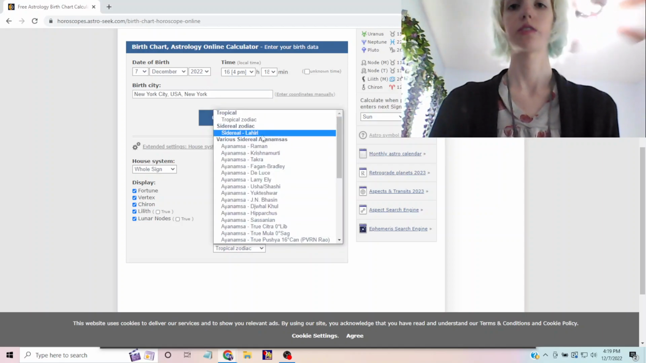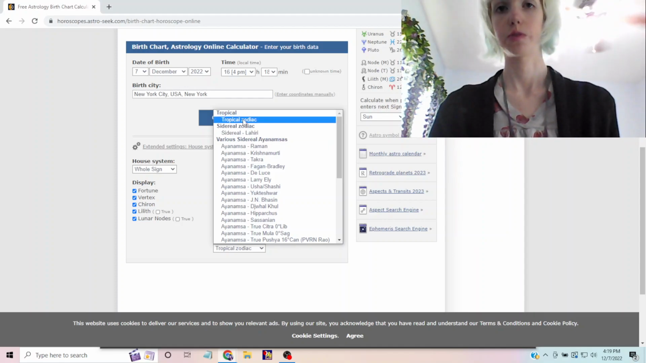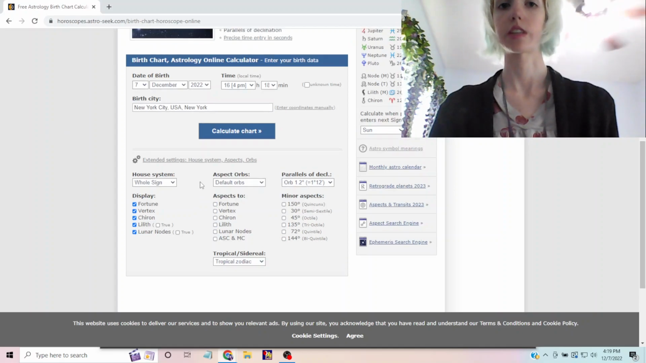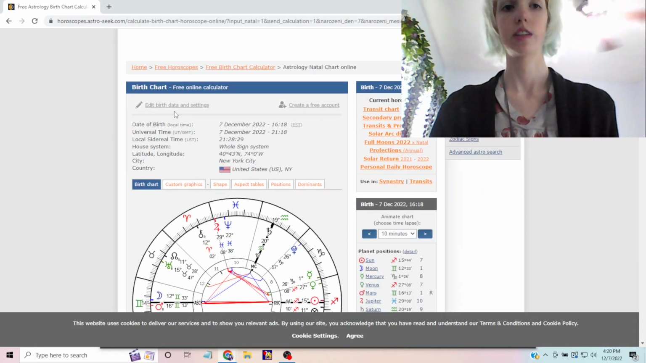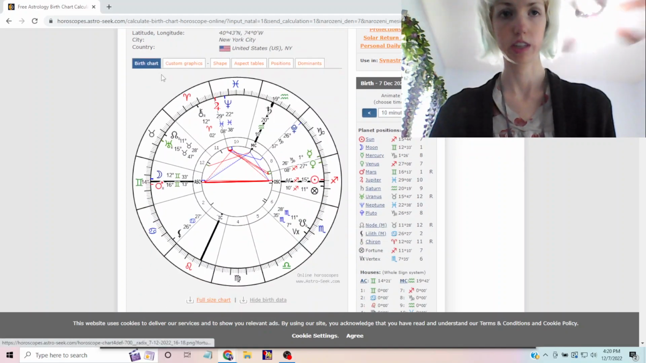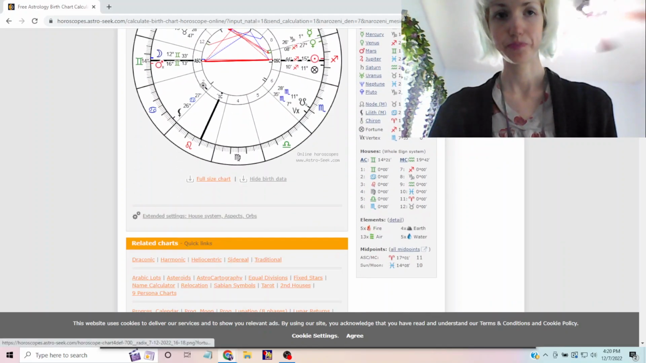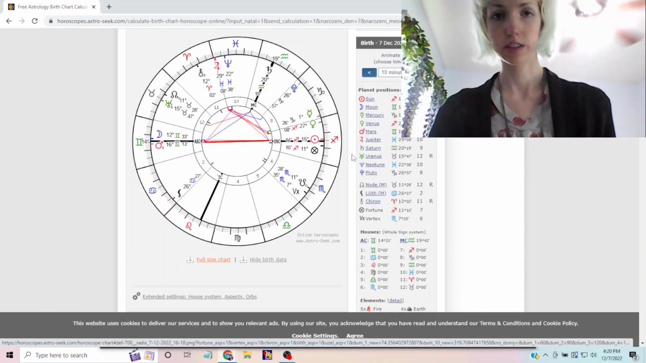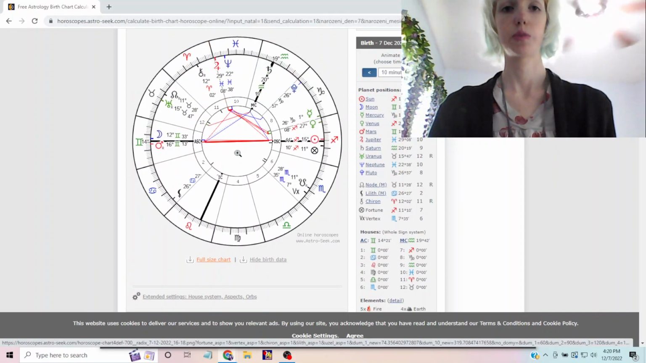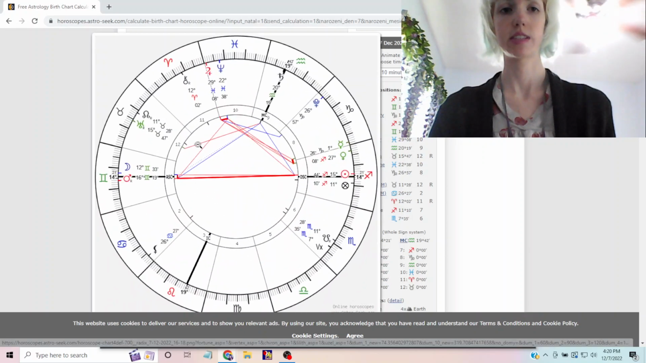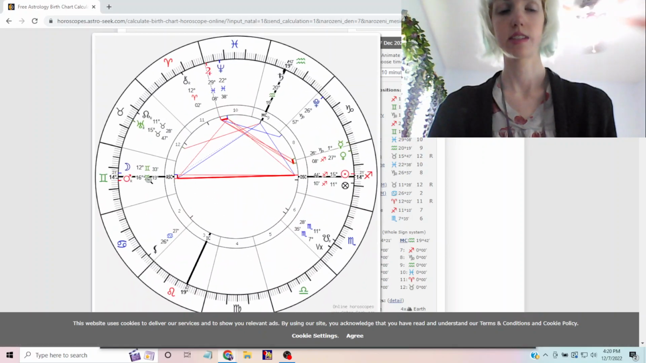Tropical or sidereal, typically if you're in the west, we go off the tropical zodiac. So let's just calculate it in tropical and click calculate chart, and then you get the birth chart right here. So as you can see, there is a wheel right here, and this is the center of the wheel. See right here where it says ASC, this is the ascendant.